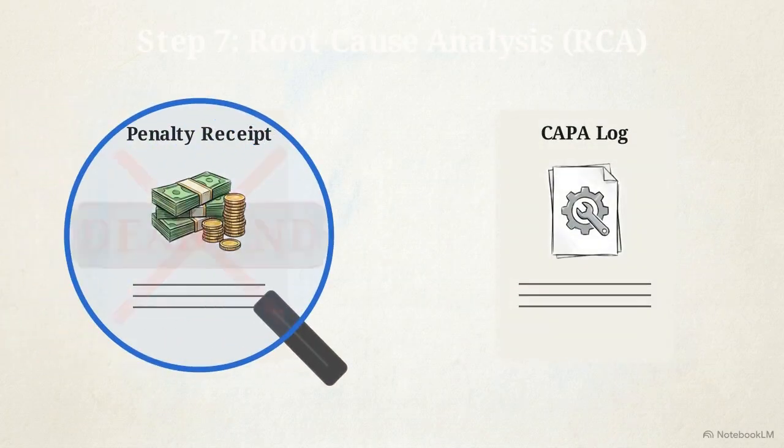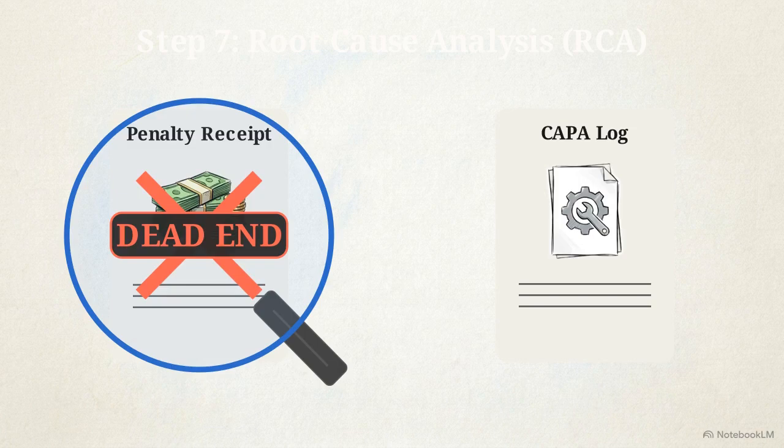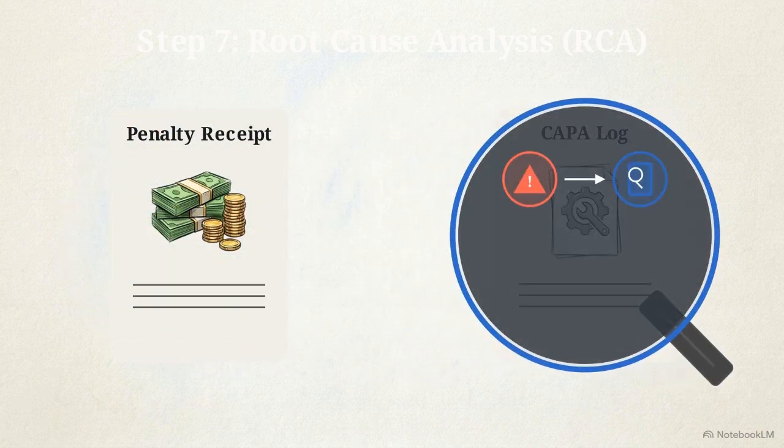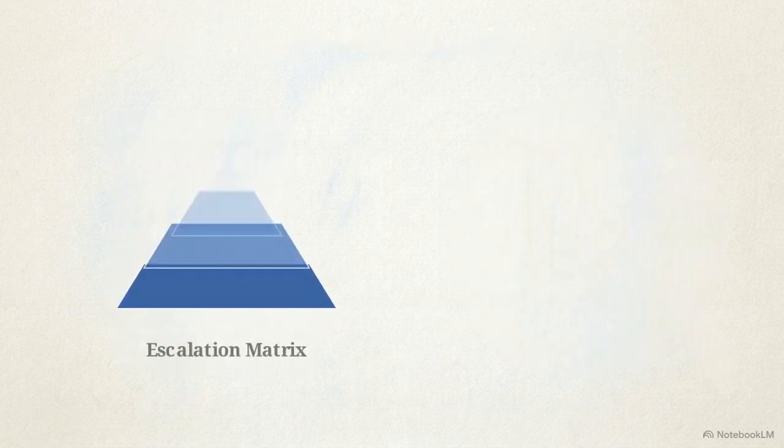You need the log. Step 7 is root cause analysis. Confirming the penalty payment only verifies the transaction. We need documented corrective and preventive action logs to understand why the deadline was missed and how the department has adjusted the system. That requires Step 8, board visibility.